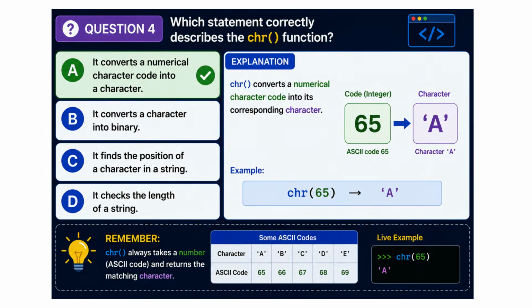Now let's look at question 4. Which statement correctly describes the CHR function? The correct answer is A. It converts a numerical character code into a character.